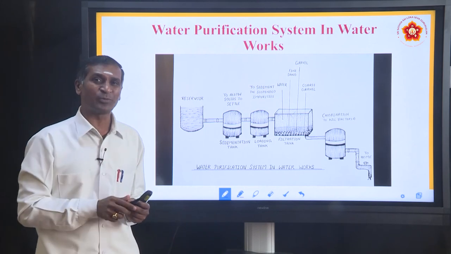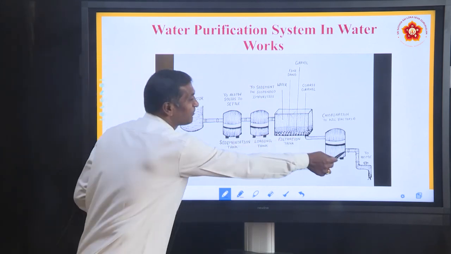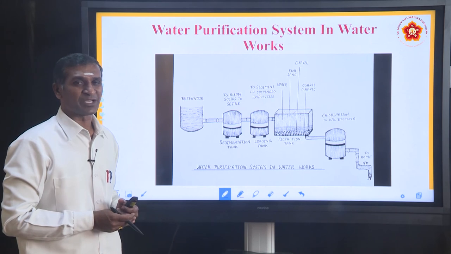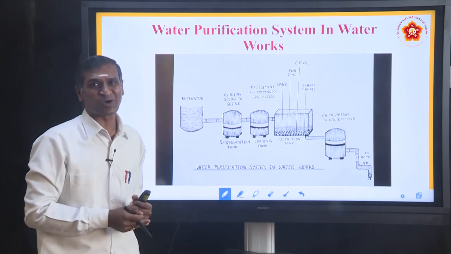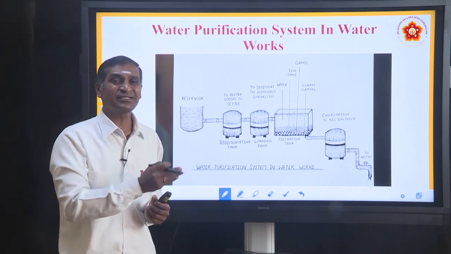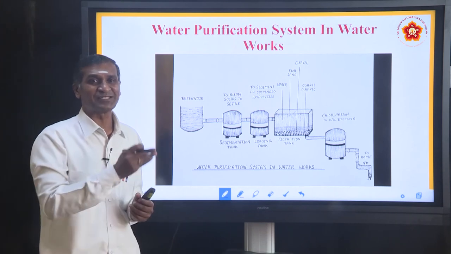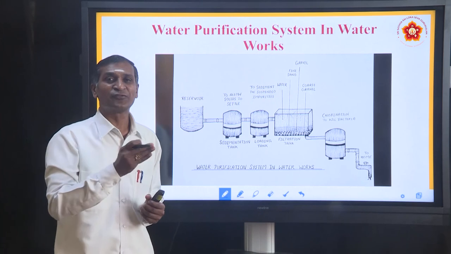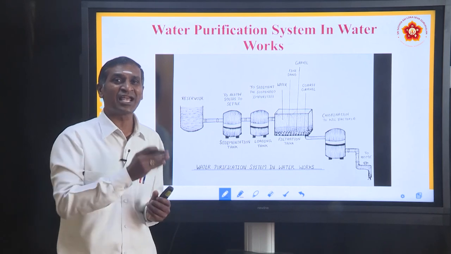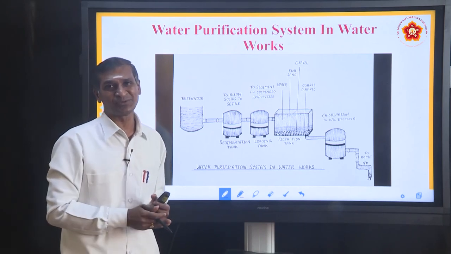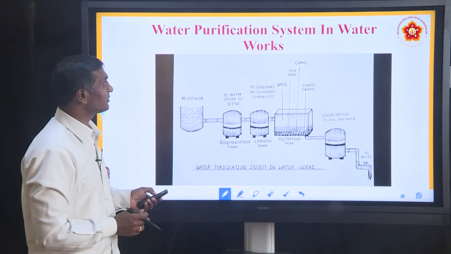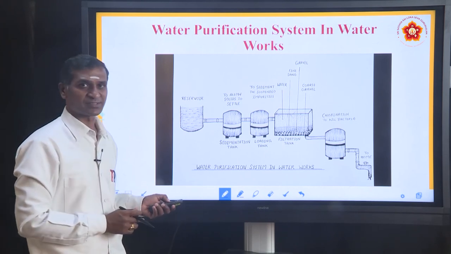And finally, we get the potable water, and it is supplied through various pipelines to the houses for drinking purposes, because water is the gift of God. Water, the elixir of life. Water, the sustainer of life. It is the most important commodity for life to sustain and retain. That's why in Hindi a saying goes, Jal hai to khal hai re bachcho. Hope all of you have understood this water purification system in the water works.